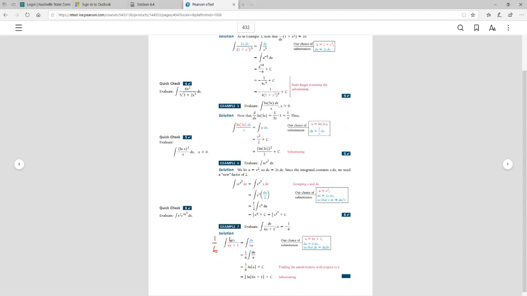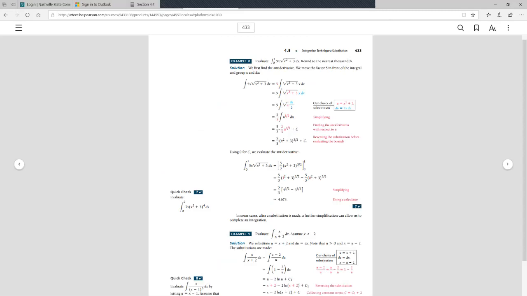But I don't have the 2x dx. All I have is x dx. So here's what we do. We put a 2 here because we have to have 2. If you put a 2 there, you can balance the entire thing back out by dividing by 2 or multiplying by 1/2. So we introduce a 2 and then we take it back out. That doesn't change the answer.